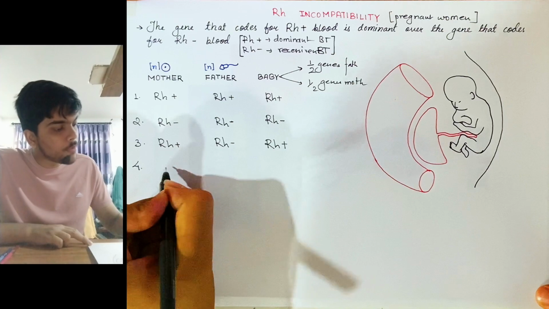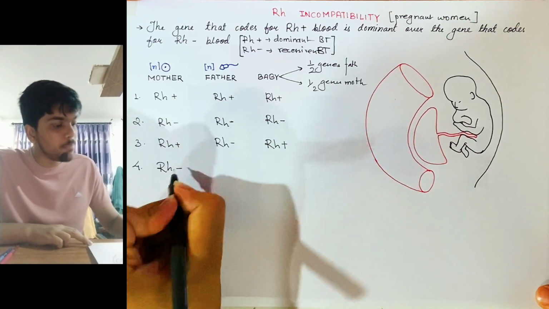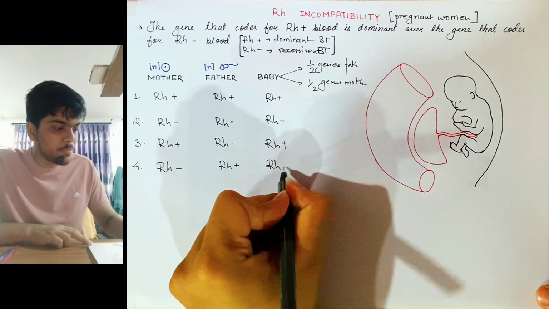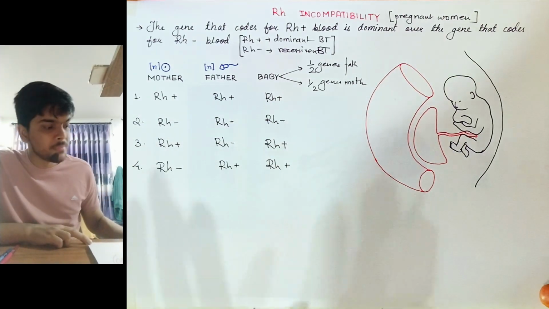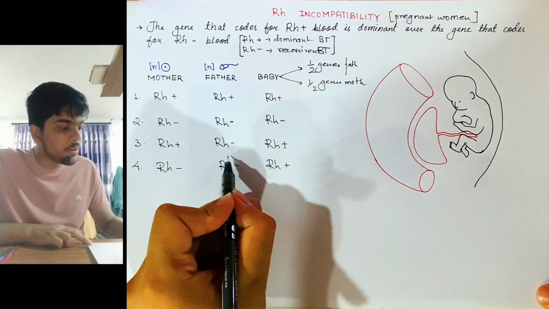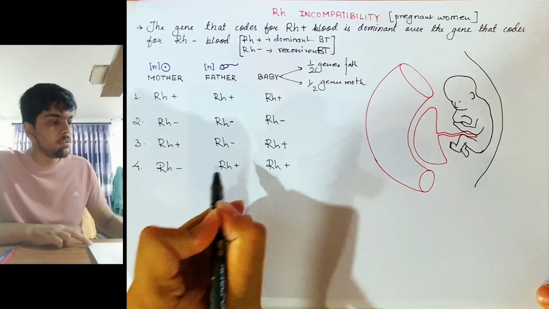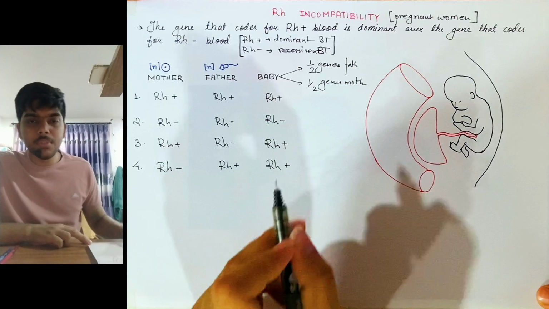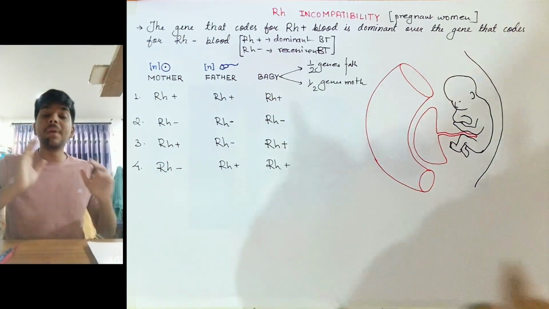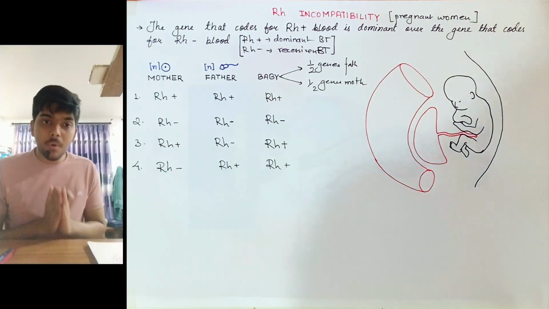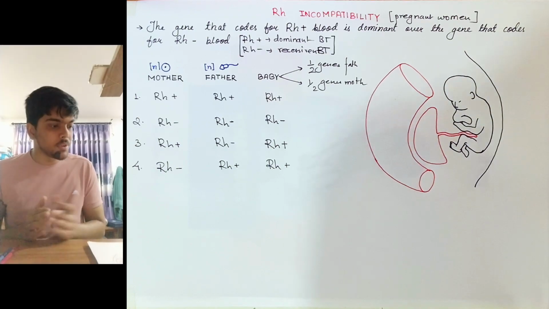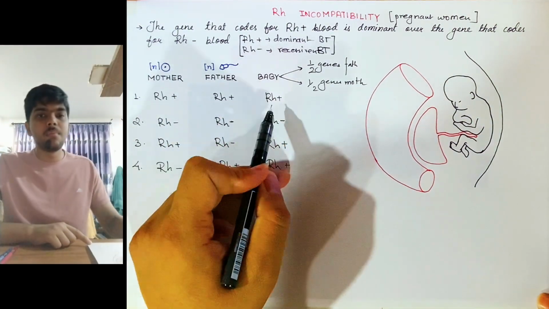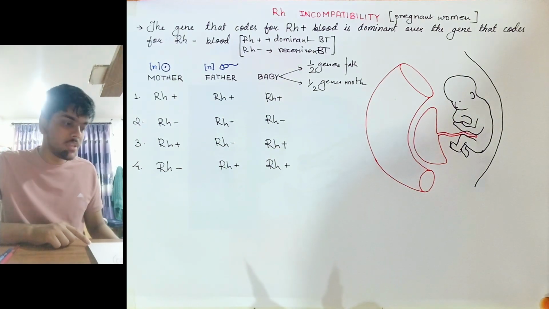And finally, number 4, if mother is Rh negative but the father is Rh positive, then the baby comes out to be Rh positive due to the same reason as in number 3. That is, the dominant trait Rh positive suppresses the recessive trait Rh negative. So basically, if any one of the mother or father is Rh positive, then the baby comes out to be Rh positive.